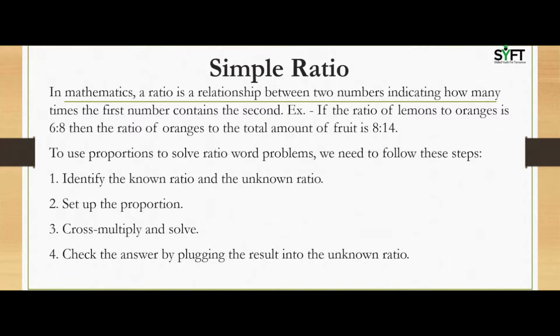To use proportions to solve ratio word problems, we need to follow these steps. First, identify the known ratio and the unknown ratio. Set up the proportion, cross multiply and solve. Check the answer by plugging the result into the unknown ratio.